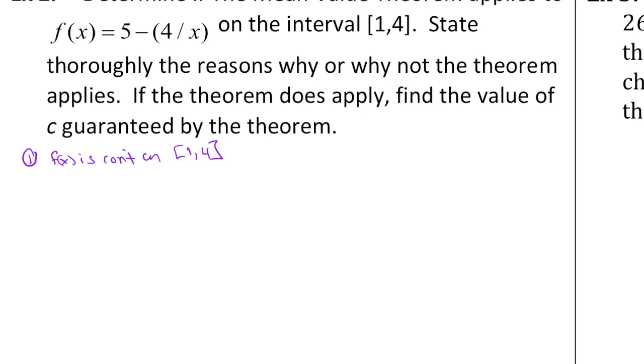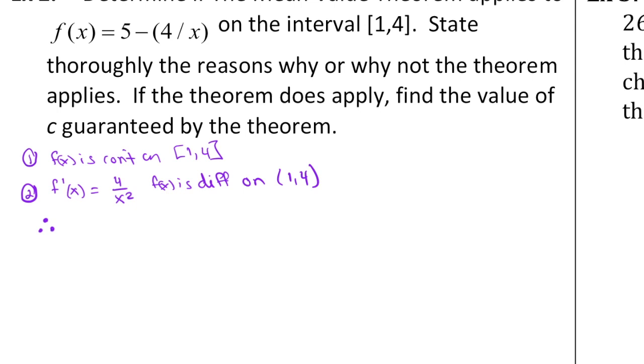It is not continuous at 0, but that's okay because our function is only on [1, 4]. Talk about differentiability. f prime of x is equal to 4 over x squared. So f of x is differentiable on our interval [1, 4]. Once again, it's not differentiable at 0 because it has a vertical asymptote, but we're not interested in what happens at 0.